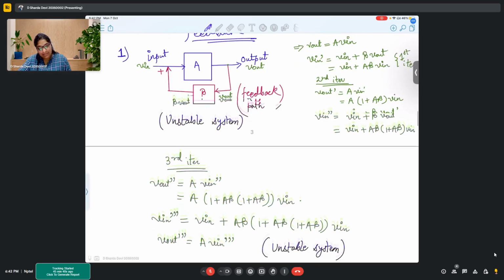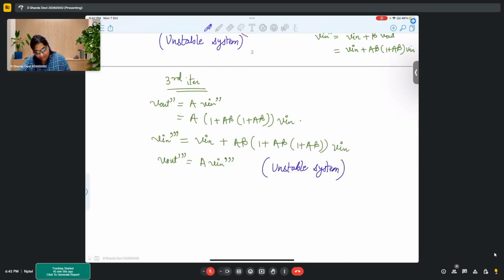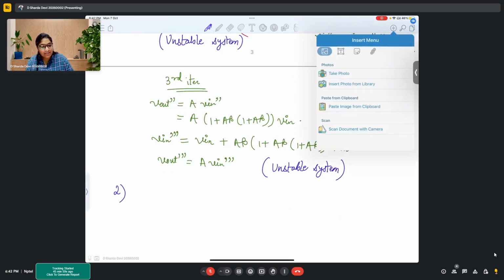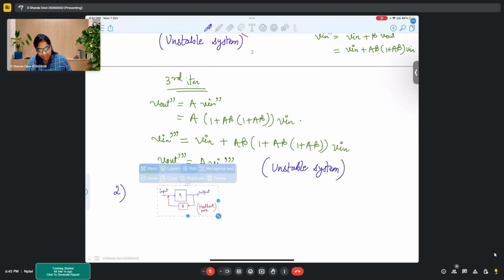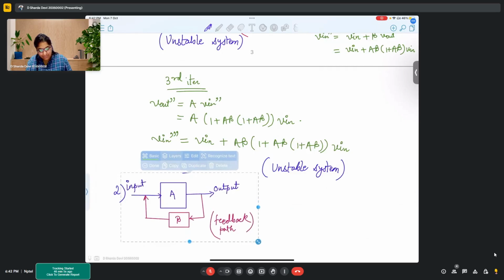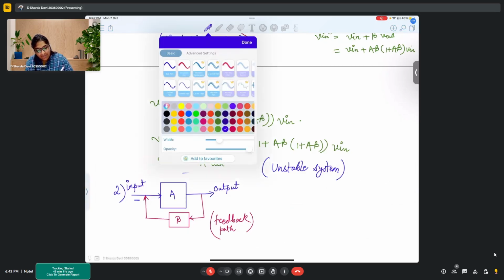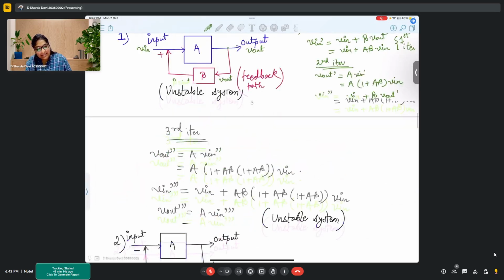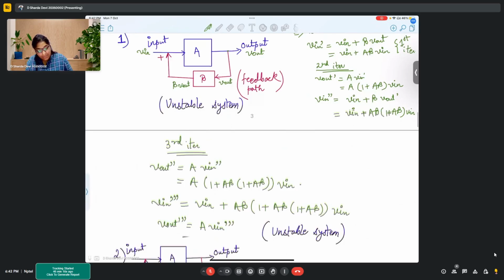Now, the second type of feedback we have is a negative feedback. So, negative feedback basically means that you're feeding your input with a phase shift of, let's say, 180 degrees. Then it will become a negative feedback system. Now, here you have negative feedback. So, with this negative feedback, let's again analyze this input output relation.